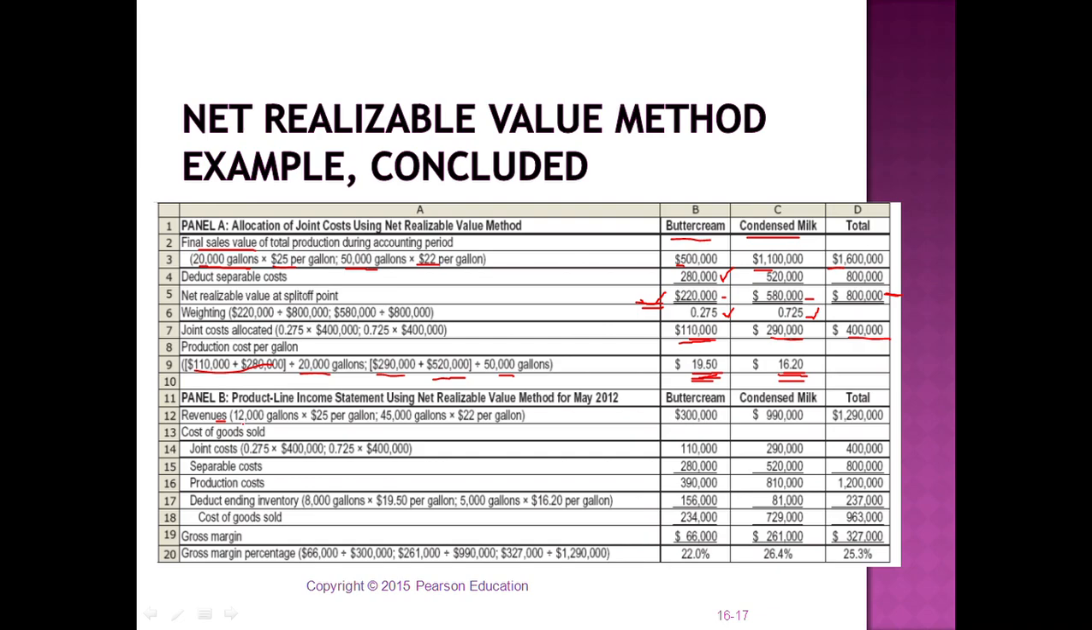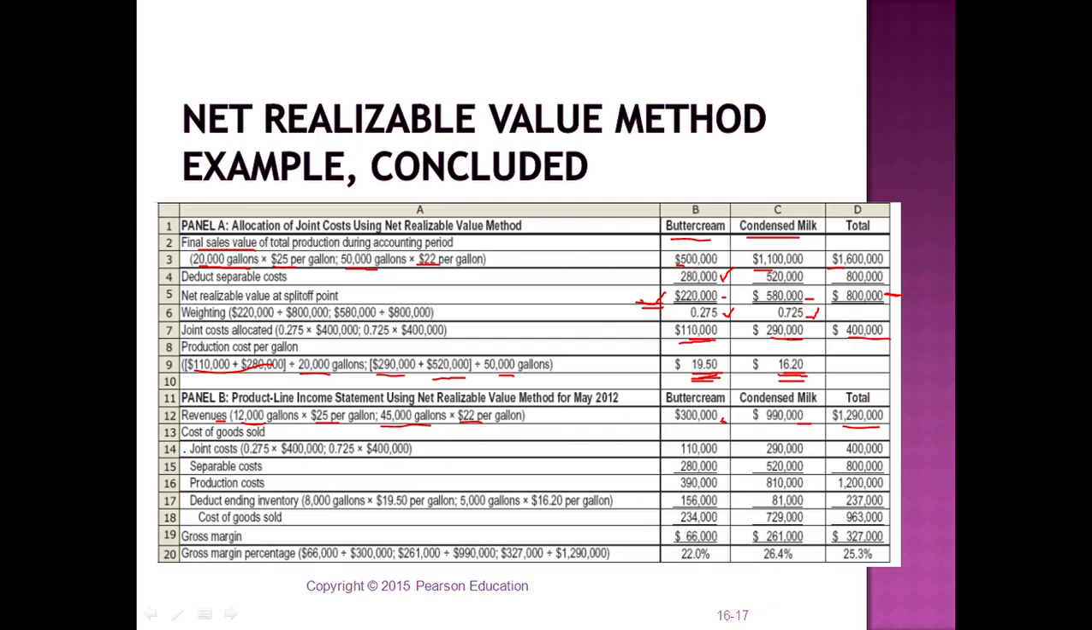So the number of units sold is 12,000 gallons multiplied by the selling price 25. Similarly for the condensed milk, it is 45,000 gallons sold at 22. So this is your revenue figure, 300,000 and 990,000. So the total sales revenue is 1,290,000 minus the cost of goods sold.